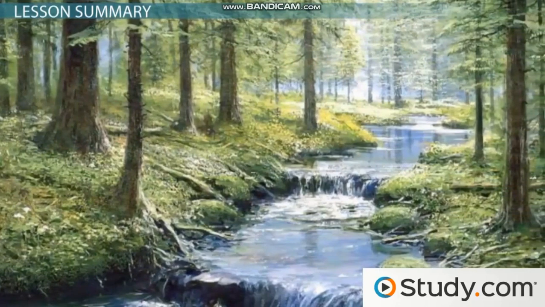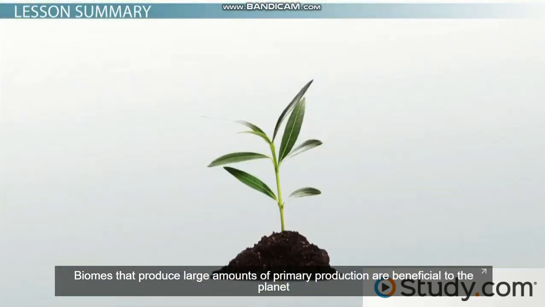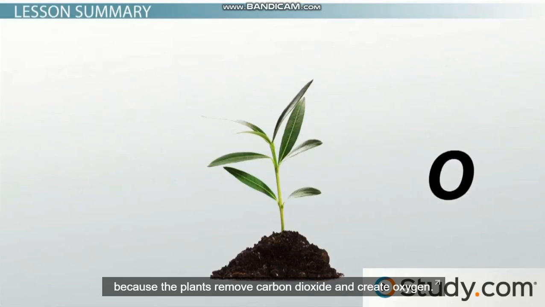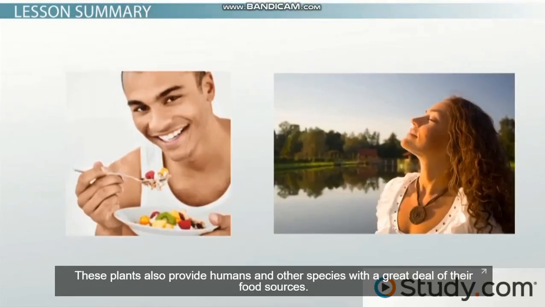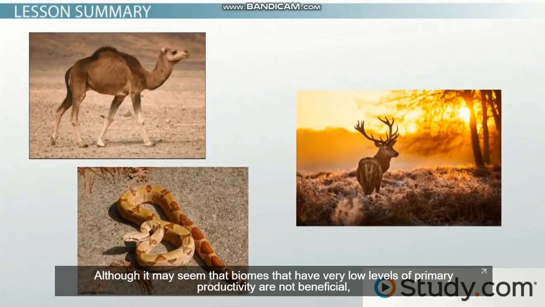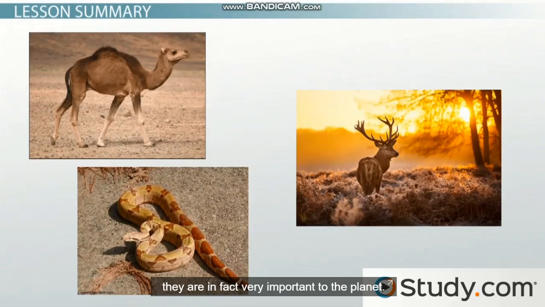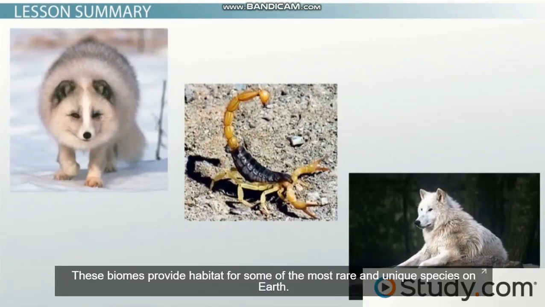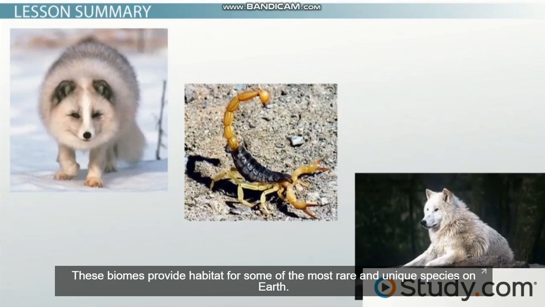Biomes that produce large amounts of primary production are beneficial to the planet because the plants remove carbon dioxide and create oxygen. These plants also provide humans and other species with a great deal of their food sources. Although it may seem that biomes that have very low levels of primary productivity are not beneficial, they are in fact very important to the planet. These biomes provide habitats for some of the most rare and unique species on Earth.